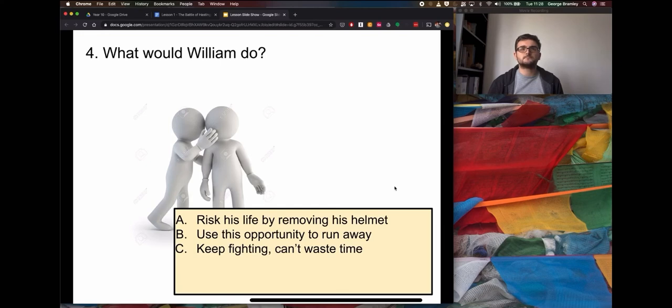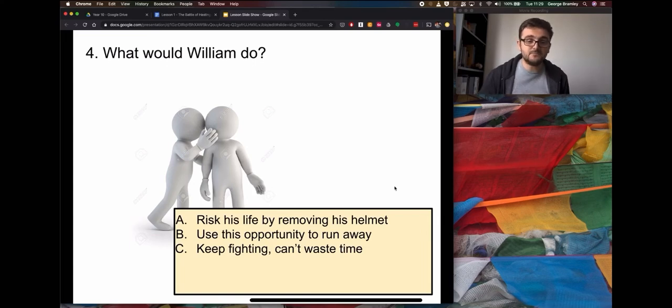Excellent. Now, what William really decided to do, and please remember to take notes about this in the third column across, is he decided to risk his life in removing his helmet. He did this because he thought it would inspire his men. So he removed his helmet and he started on horseback to ride up and down around the Normans, proving that he was still alive. When the men saw this, it motivated and inspired them to keep fighting harder, and it meant the Normans could continue in the battle.